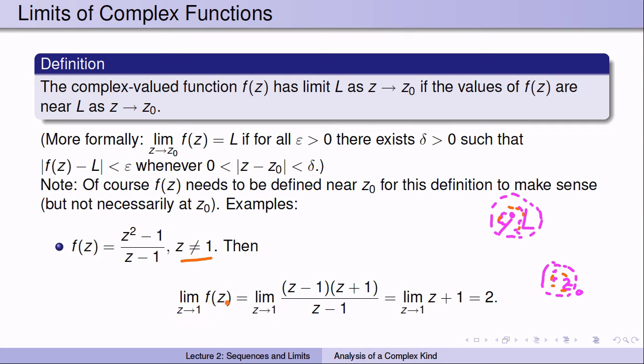We look at the limit of f of z as z approaches 1. And we notice the numerator actually factors into z minus 1 times z plus 1. And we can cancel out one of these z minus 1 factors. And we are left with the limit of z plus 1 as z goes to 1. But z plus 1 as z approaches 1 is basically 1 plus 1, which is 2. So this function has a limit of 2.